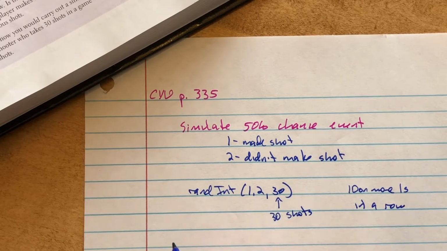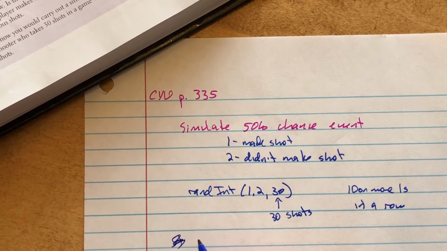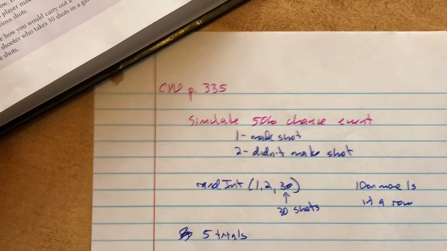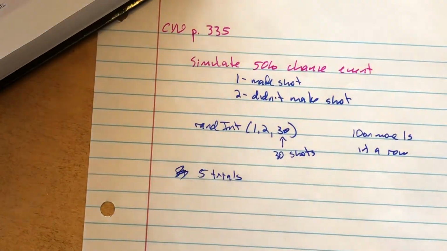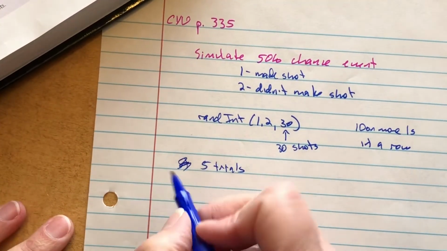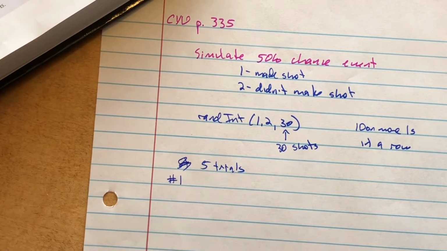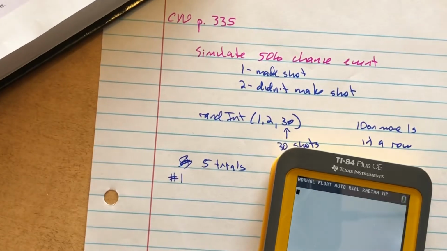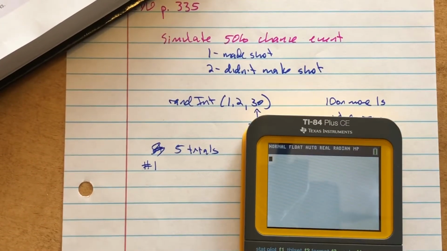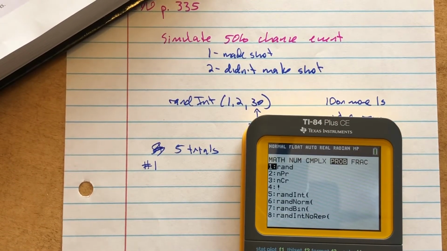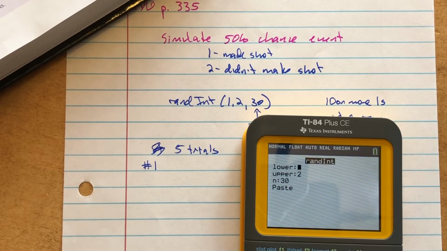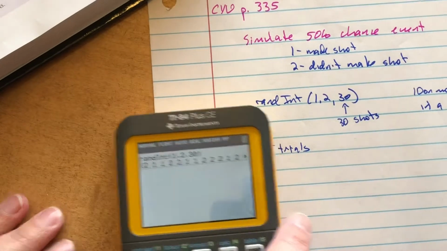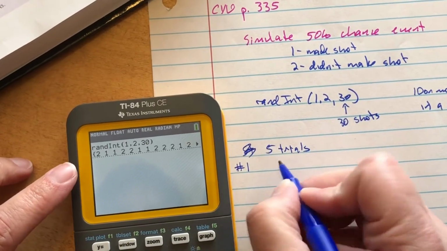I'm going to do 5 trials. I know the book didn't say carry out the trials, but I'm going to carry them out, might as well. So trial number 1. Here's my calculator. So math, random int, you can tell I already did this, 1 to 2, 30 shots. Give me a second while I record these numbers.